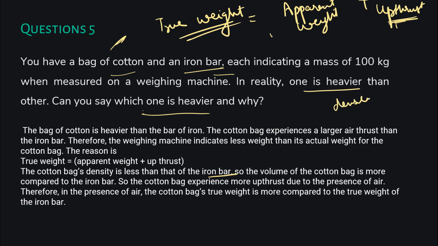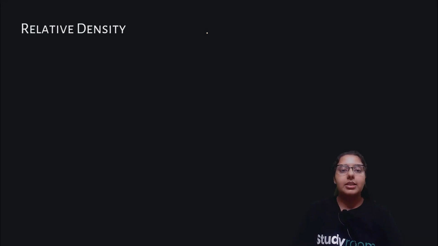Density is mass upon volume. So, the cotton bag experiences more upthrust due to the presence of air. Therefore, in the presence of air, the cotton bag's true weight is more compared to the true weight of the iron bar. So, remember this: true weight is apparent weight plus upthrust.